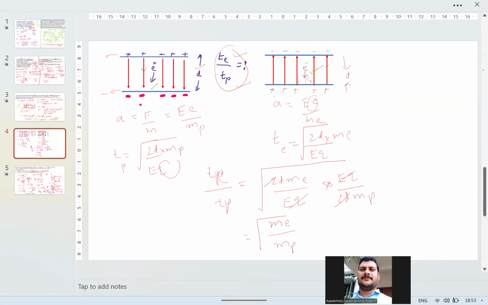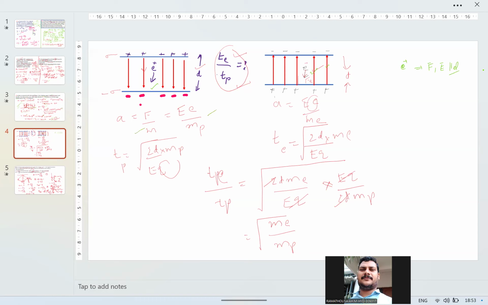So here the proton is projected. We already discussed that for a proton, which is positive, the force direction and the field direction are parallel, both are the same. Therefore, the acceleration is also downwards. So acceleration is equal to F by M, which gives EQ by Mp.